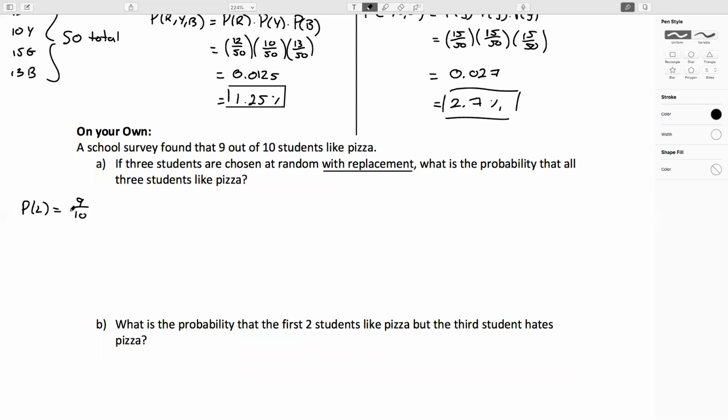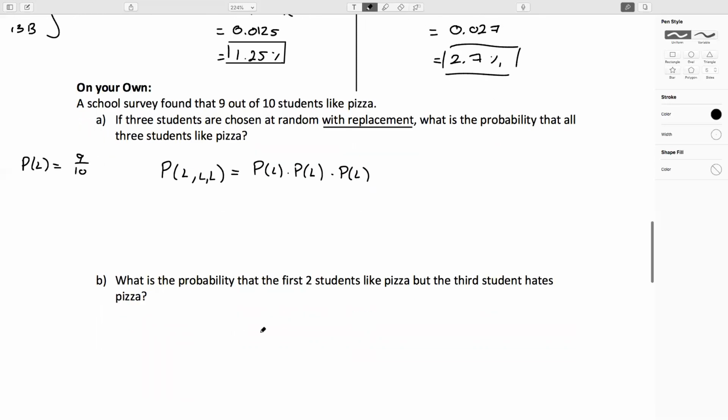But let's see what happens when we have multiple people that we're surveying, not just one. So the probability of like, like, and like is given by the probability of the first person liking the pizza times the probability of the second person liking the pizza times the probability of the third person liking the pizza. Each of these is going to be 9 over 10.